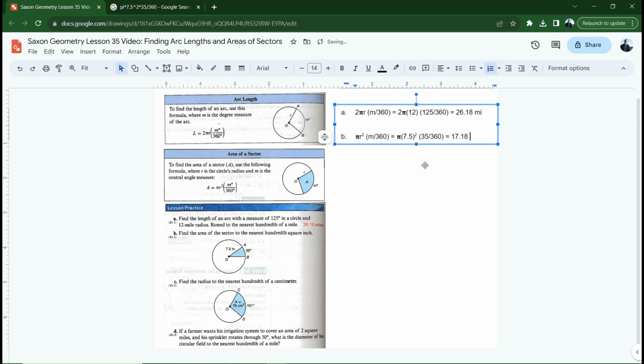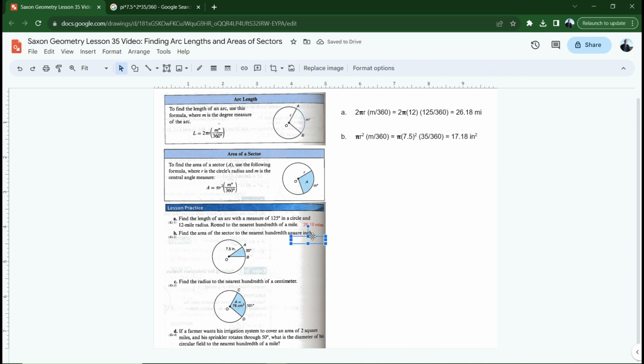17.18, and this should be in inches squared as my unit label. And let's just verify that we did that one correctly. Answer should be here, 17.18.